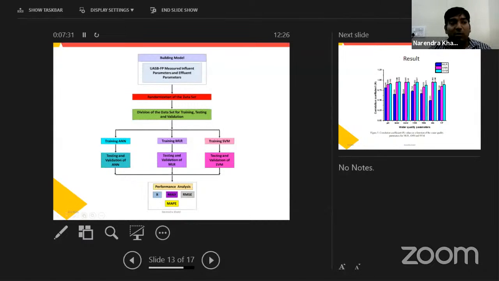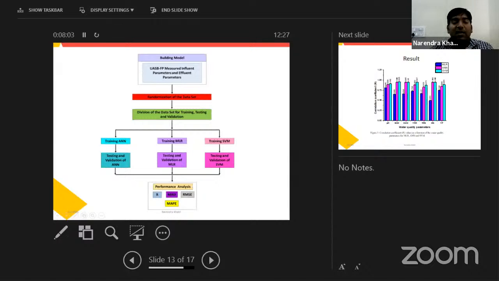In that case, we built the models on the data set, and the data set was divided into a training data set, testing data set, and validation data set. We trained the ANN model, then tested and validated it. Similarly, we did that for the multiple linear regression and for the support vector machine, and we analyzed the performance using the correlation coefficient, mean absolute deviation, root mean square error, and mean absolute percentage error.